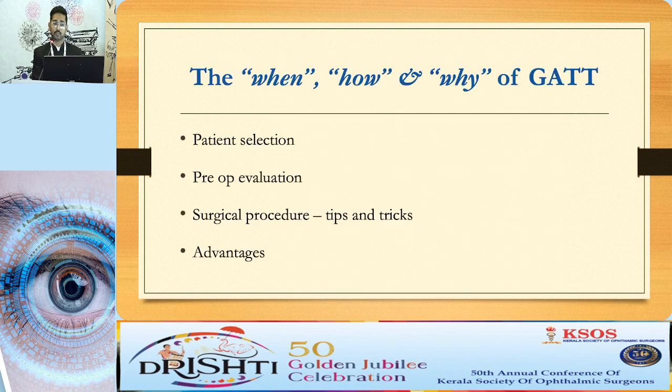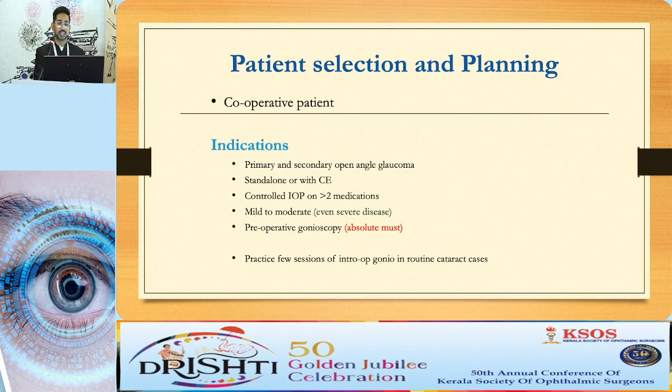The when, how, and why of GATT. Patient selection, most important, should be a cooperative patient. And then there are a few contraindications or relative contraindications, like cervical spine problems where the patient's head cannot be tilted to the required degree to have a good view of the angle. And then bleeding diathesis, better to avoid such cases to start with.